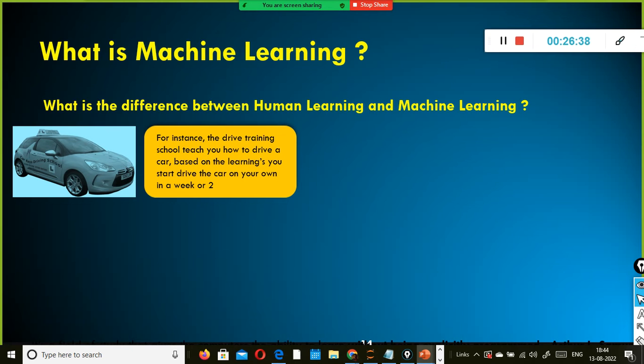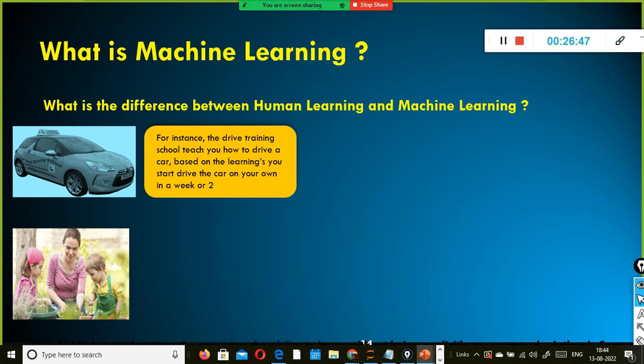Now let us first understand what exactly machine learning is all about. What is the difference between human learning and machine learning? First, let us understand. Supposing you want to learn how to drive a car, you fix up an appointment with the driving school, and then the driver comes to your house every day and trains you. He explains everything, all the parts, how to drive a car.